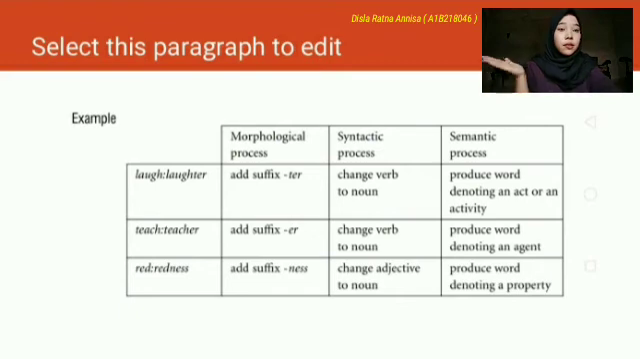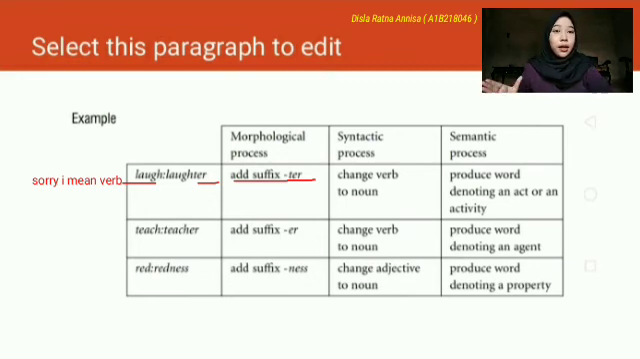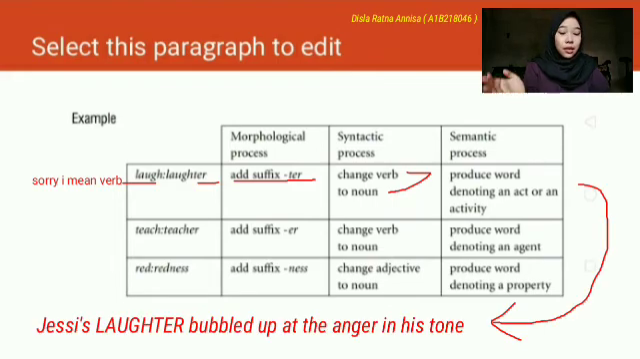So okay, let us take an example about morphological, syntactic, and also semantic process. The first one is the word laugh. It is a verb, and then plus er, it becomes laughter. So the suffix er is a morphological process, and then the change from laugh, a verb, into laughter, a noun, is called syntactic process. And then semantic process is when we make a sentence using the word laughter, like Jesse's laughter bubbled up at the anger in his tongue.